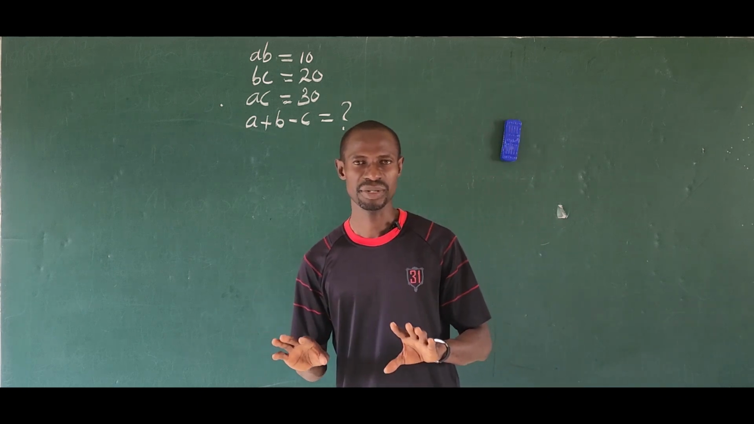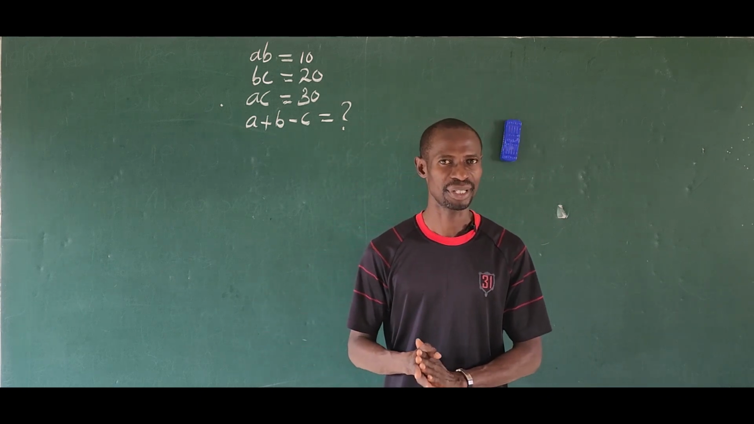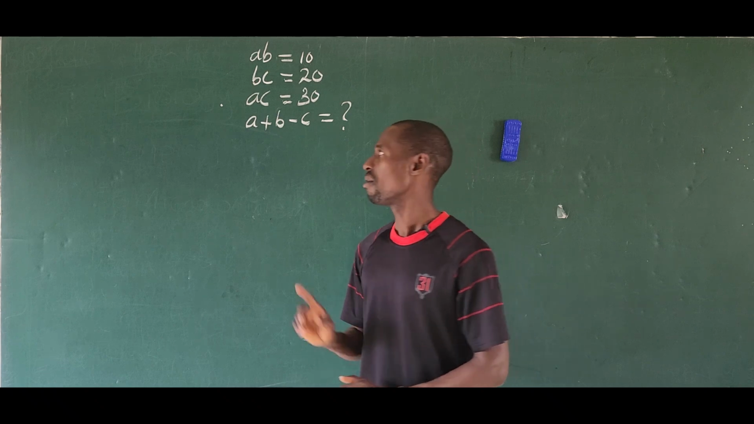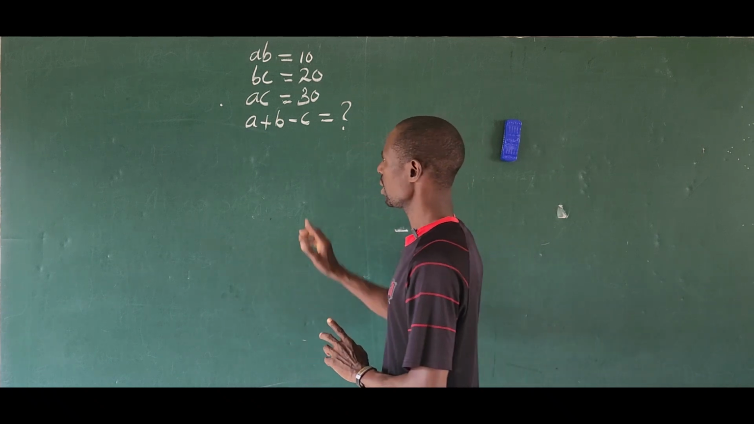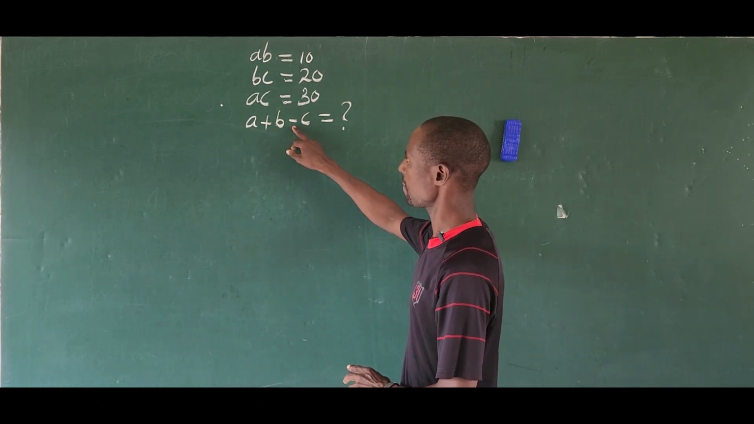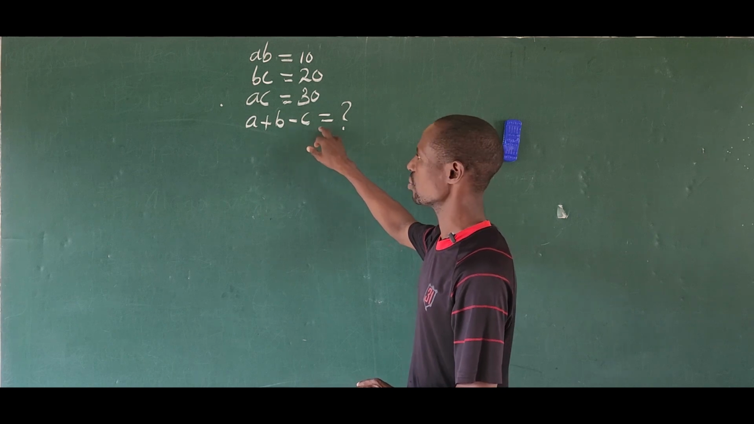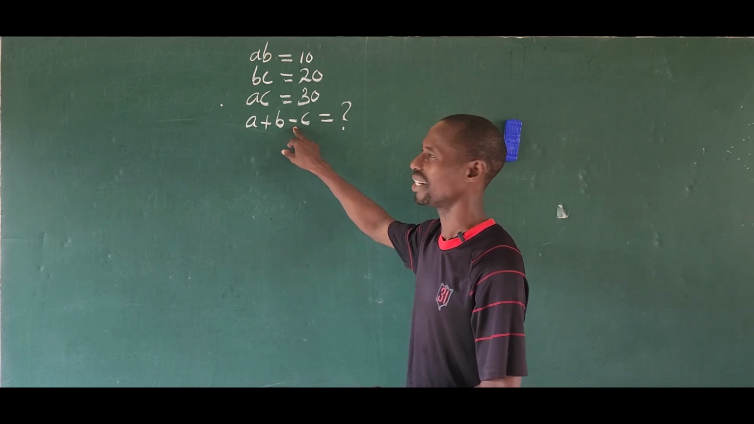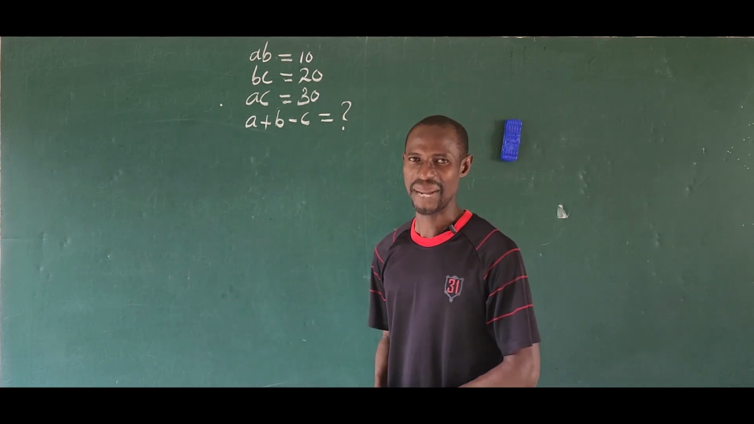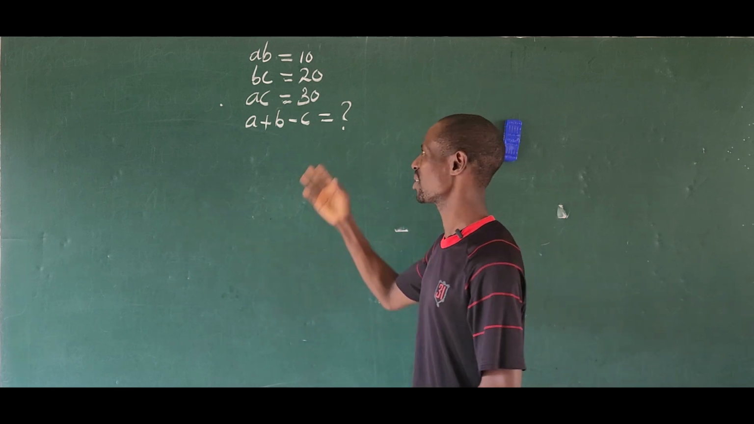Now you must have seen a question of this kind on the internet, but this is slightly different. Why? Because the one that you see is A plus B plus C, and you're asked to evaluate that, but here we have a slight difference. Here you just have minus C. Okay, so how do we solve this?